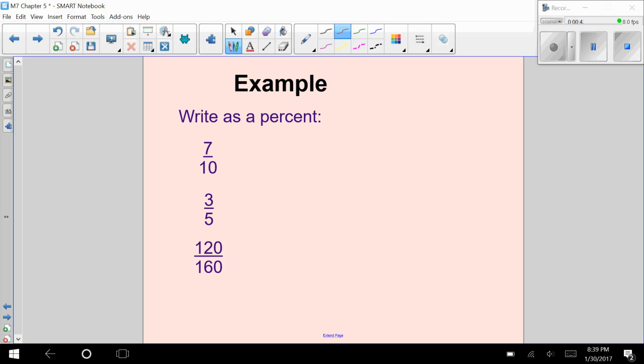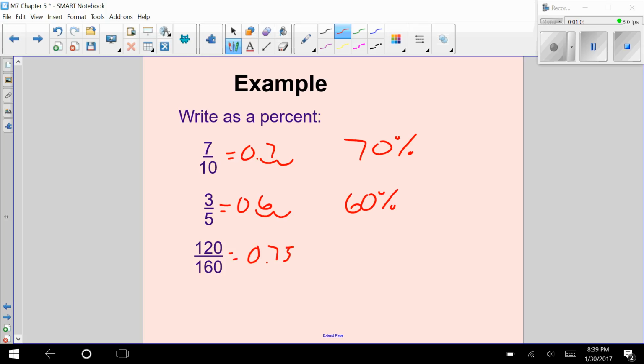So I divide using my calculator. 7 divided by 10 is 0.7. Now I change this into a percent by moving my decimal 2 spots to the right, so I get 70%. 3/5, we divide 3 divided by 5, we get 0.6. Move my decimal 2 places to the right, and I get 60%. 120 divided by 160 is 0.75. Move my decimal 2 places to the right, and I get 75%.